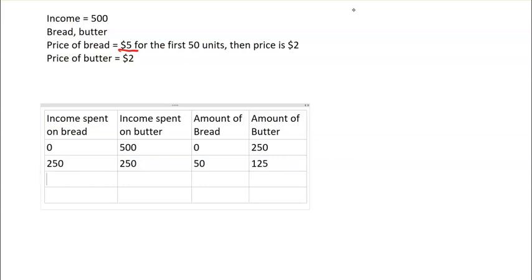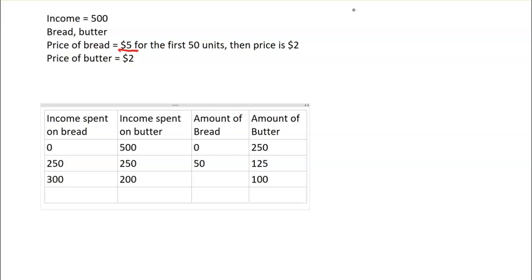Now let's go to a little more interesting part. From here, let's say we're spending $300 on bread and $200 on butter. Butter is easy. It should be just 200 divided by 2, which equals 100 units. Bread here gets a little interesting.